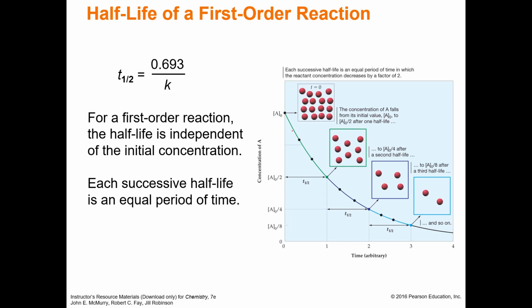So for a first-order reaction, it's nice because half-life is independent of the initial concentration. So each of the successive half-lives is an equal period of time. That is not true for other orders of a reaction. So this is why we mainly focus on the half-life of a first-order reaction, because this is the only one where the half-life is the same period of time for each of the half-lives.